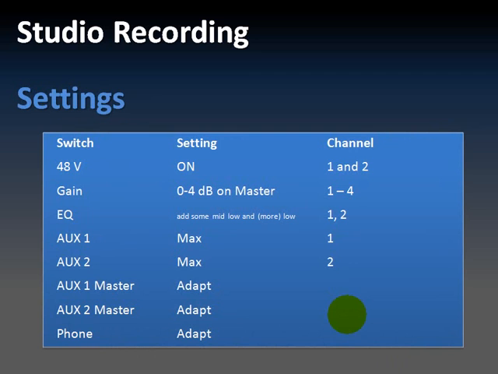Settings, you want to make sure that your microphones get phantom power. You need to set your gain. Make sure you're not in saturation. You want to add some low and mid-low in the equalizer. I'm going to talk about that in a minute. And then you just open up the aux settings so you get the loopback working.